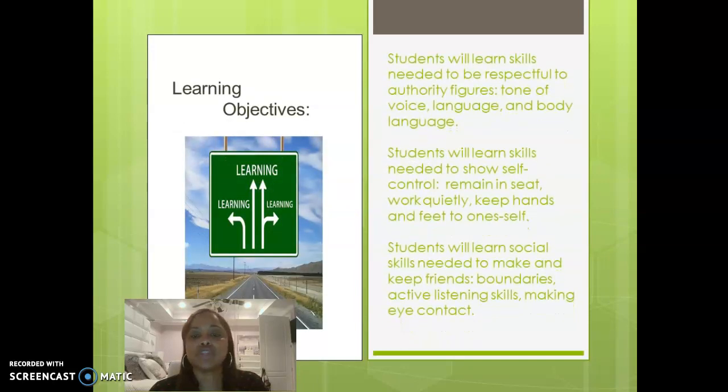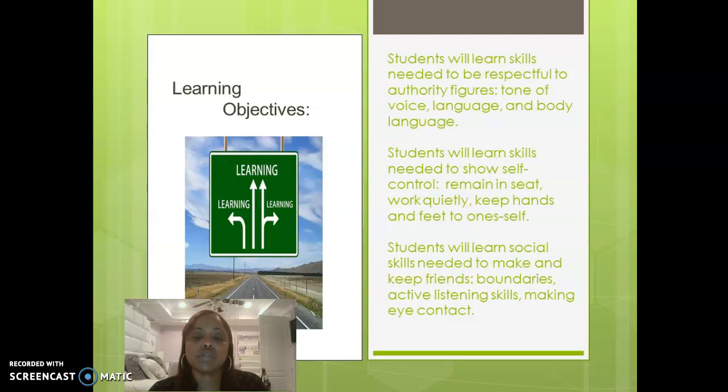Our learning objectives are: students will learn skills needed to be respectful to authority figures. Students will be taught how to have proper body language, tone of voice, and proper language in general. Students will learn skills needed to show self-control.